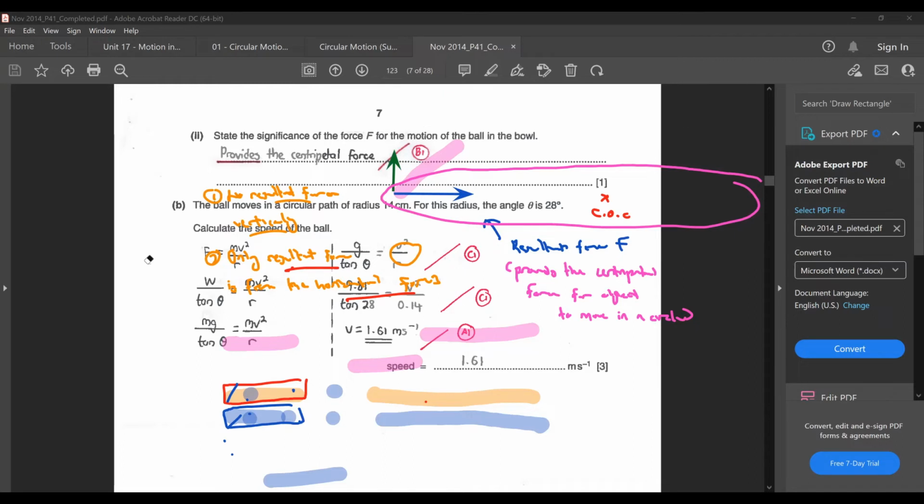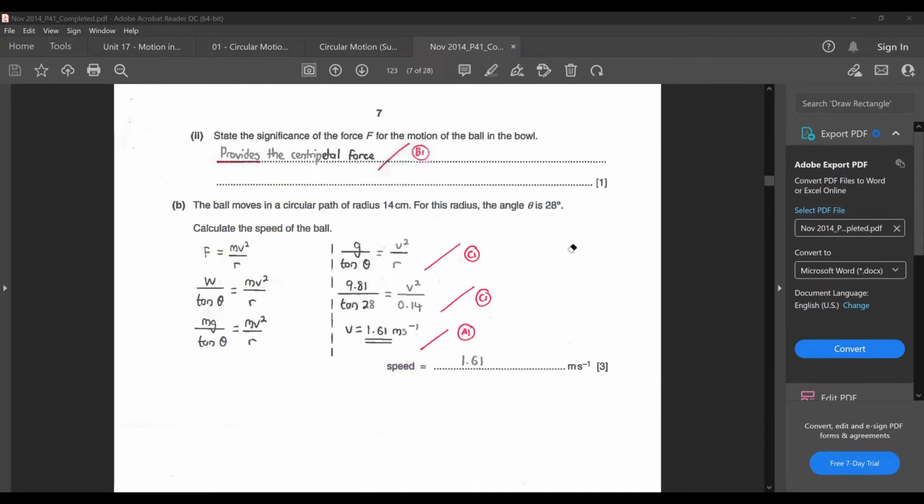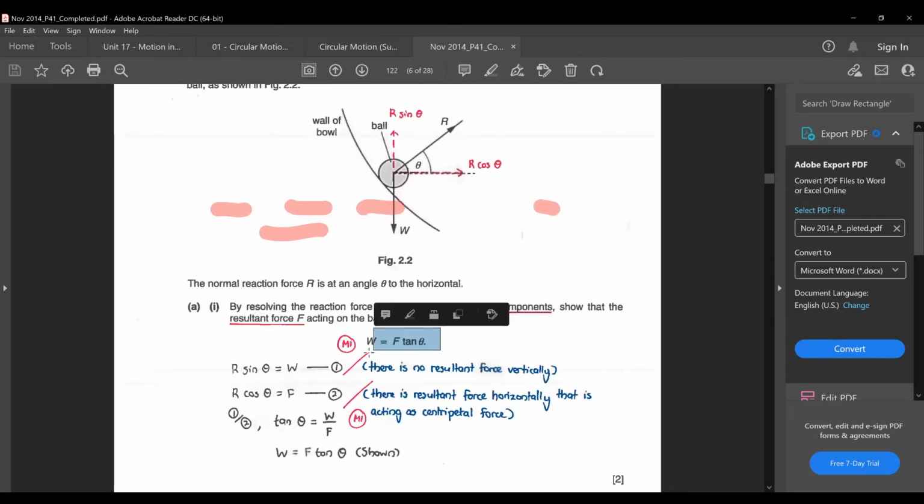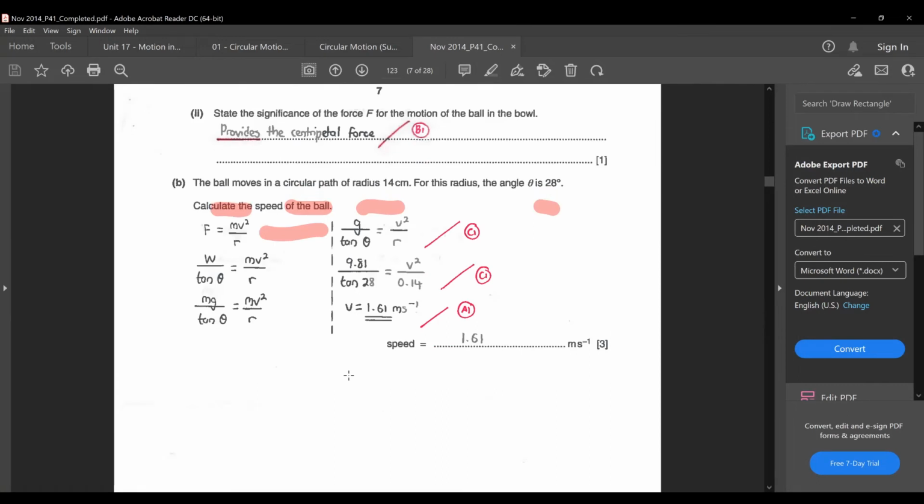Then the next part of the question mentions this. The ball moves in a circular path of radius 14 centimeter. For this radius, the angle is 28 degrees. Calculate the speed of the ball. You have to make use of the relation you just derived to find out the speed.